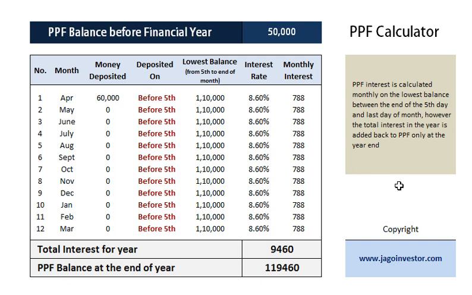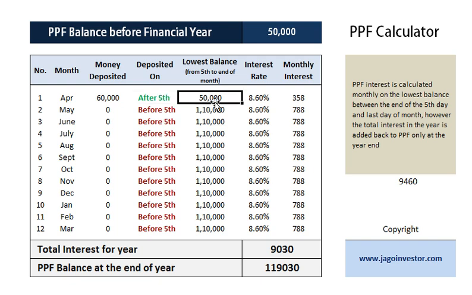So the lowest balance from the 5th to the end of the month becomes 1,10,000 rupees. So your total interest for the whole year will be 9,460 rupees. And in case you invest this 60,000 rupees after the 5th, the lowest balance from the 5th to the end of the month would not be 1,10,000, it would be just 50,000 rupees.